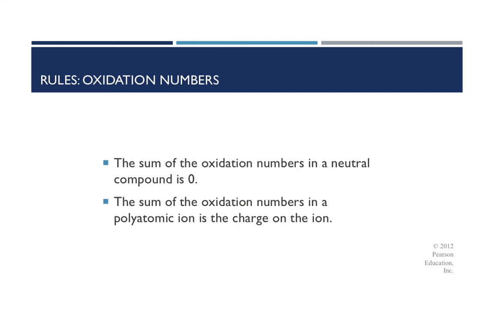In a neutral compound, the sum of the oxidation numbers is 0. So for example, in NaCl, this would be +1, that would be -1. They add up to 0. The sum of oxidation numbers in a polyatomic ion is the charge of the ion. We did that in the last slide with ClO3 -. So again, this was -2 times 3, and that was +5 to get us to -1.